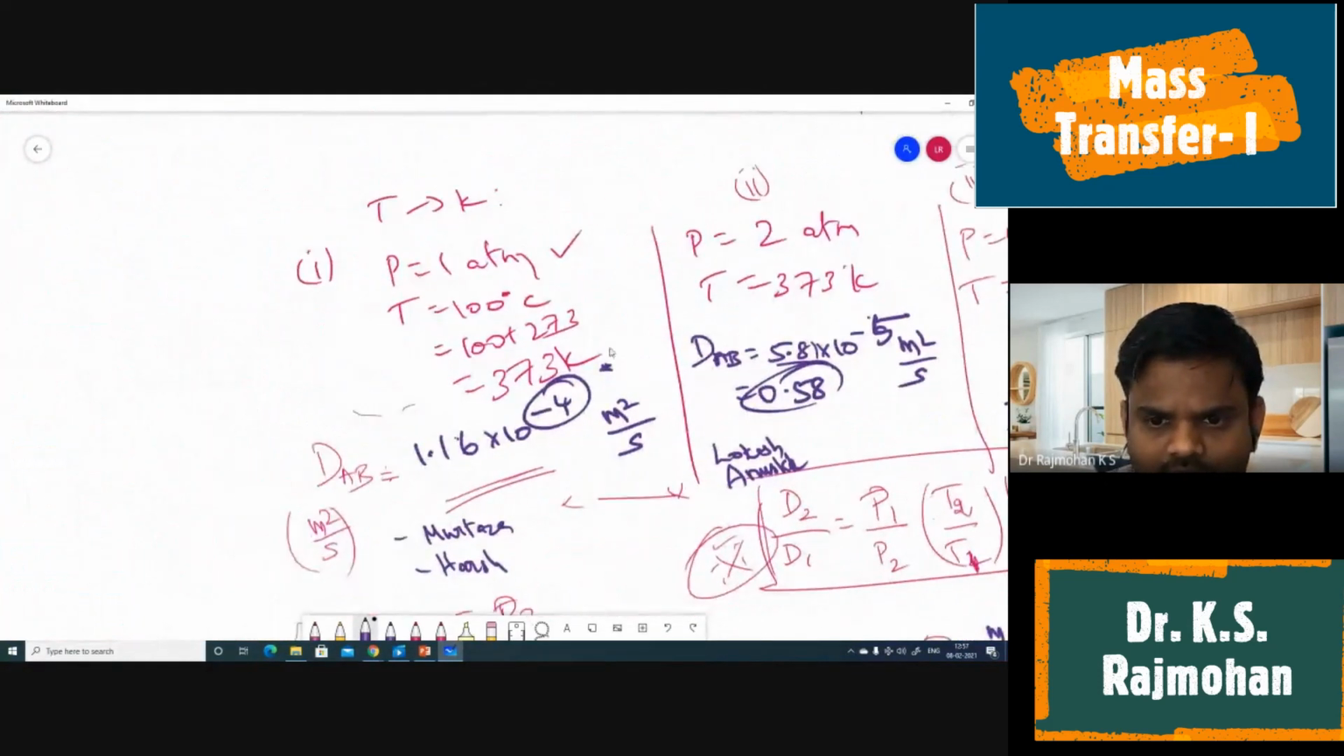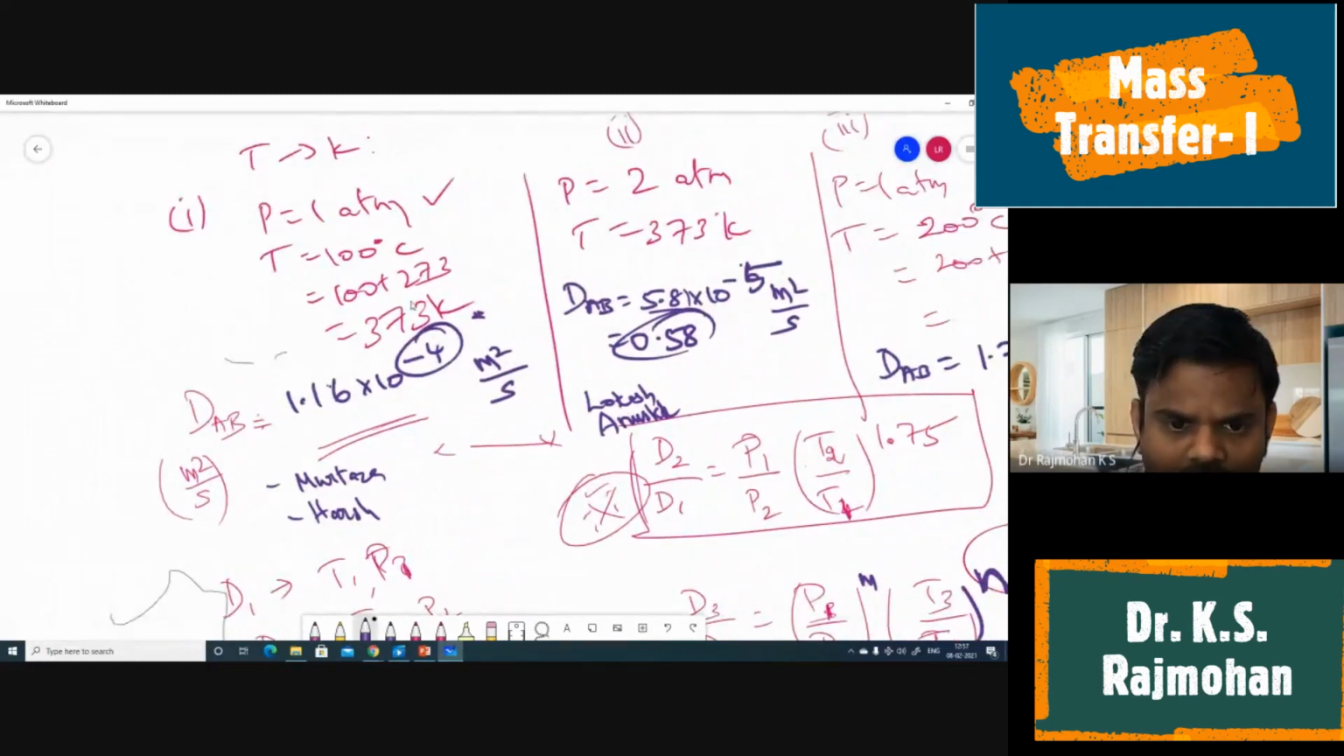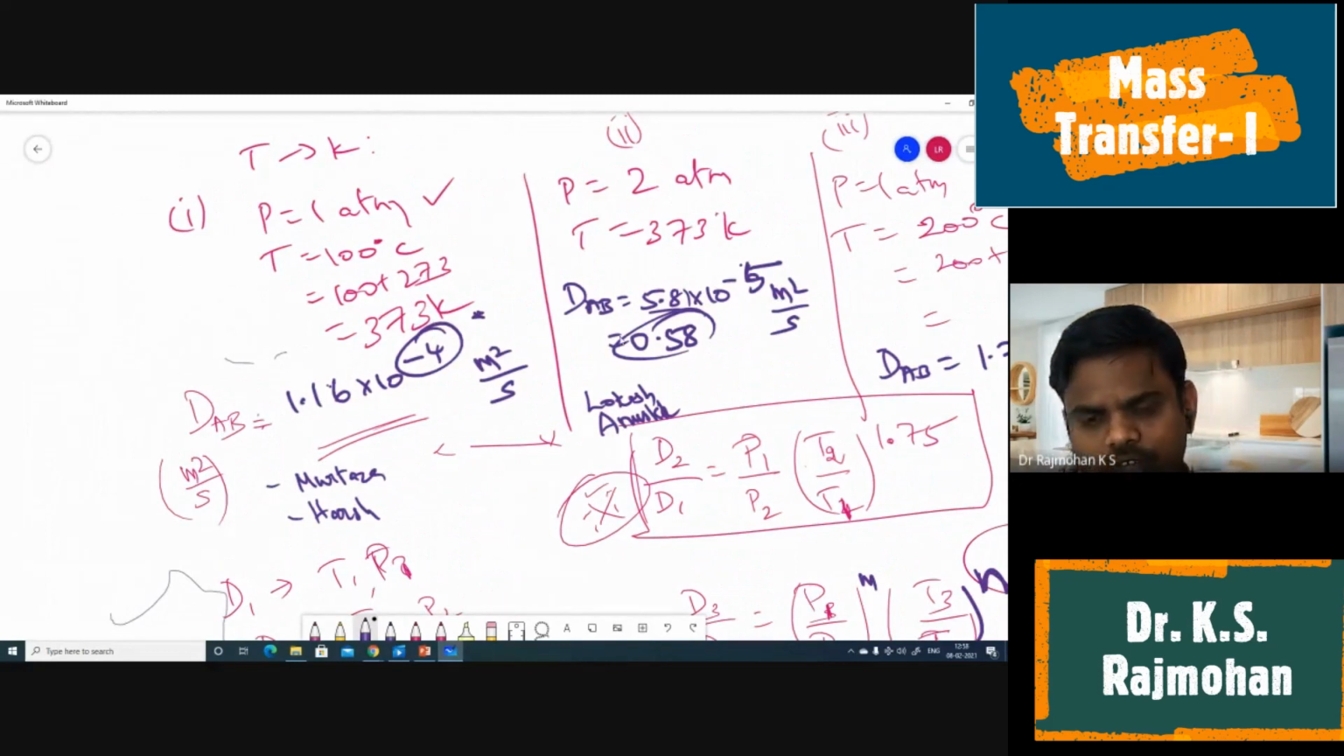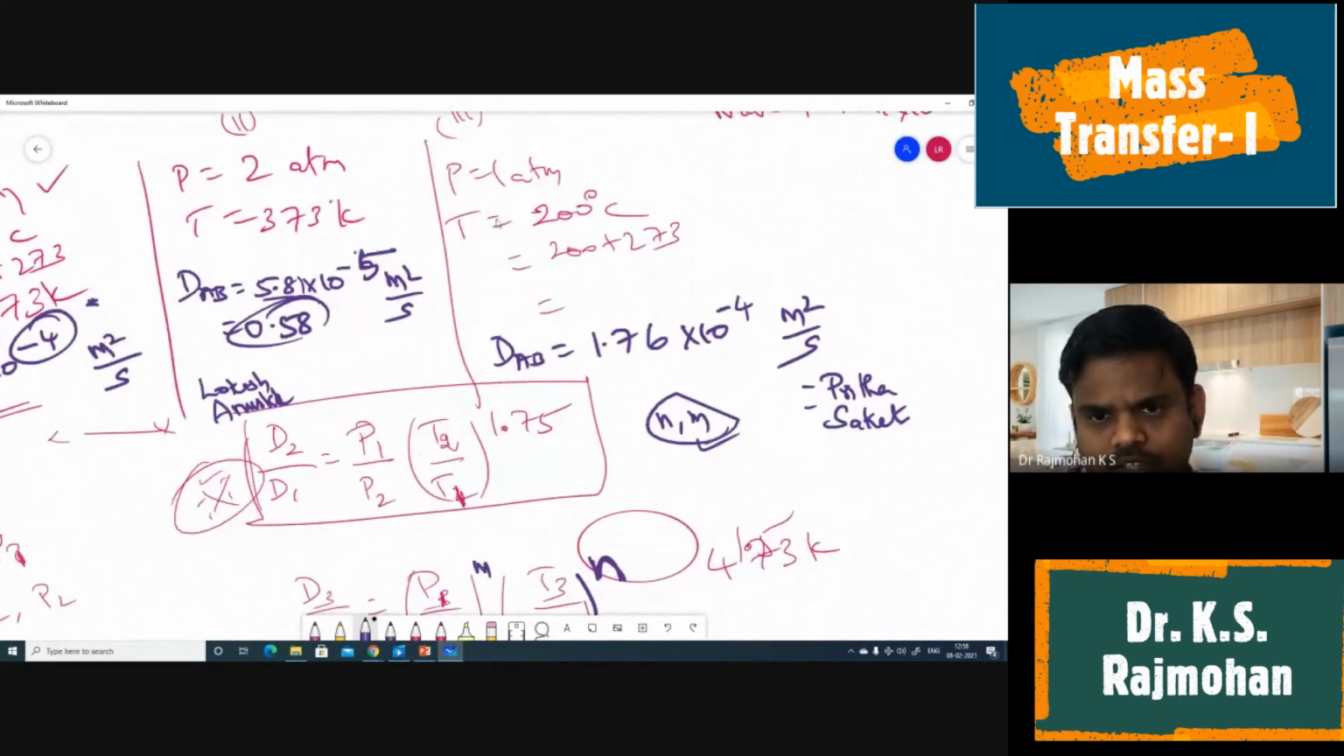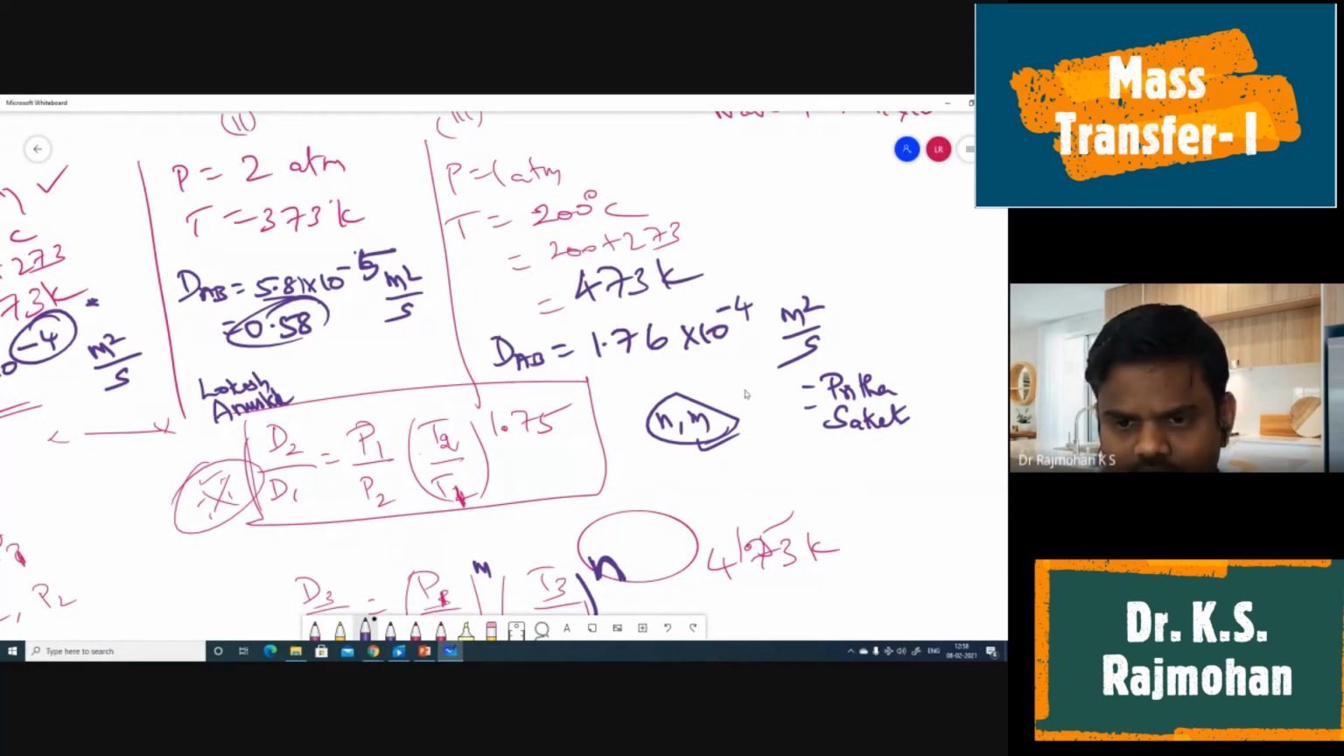For the first condition we have temperature and pressure. Temperature should be in Kelvin, so we convert that and we get the DAB value. Second condition, 2 atmosphere, 373 Kelvin, we have DAB. Similarly, third condition, 1 atmosphere, 200 degrees Celsius, which is 473 Kelvin, we get the DAB value.